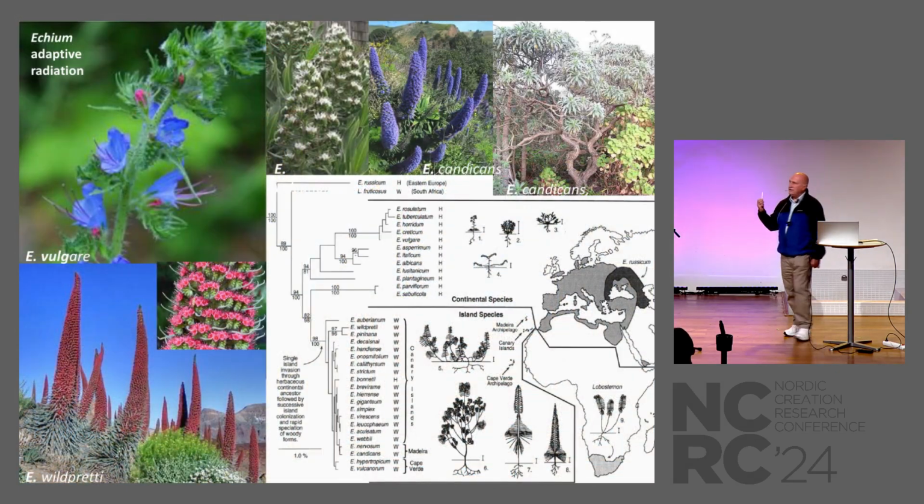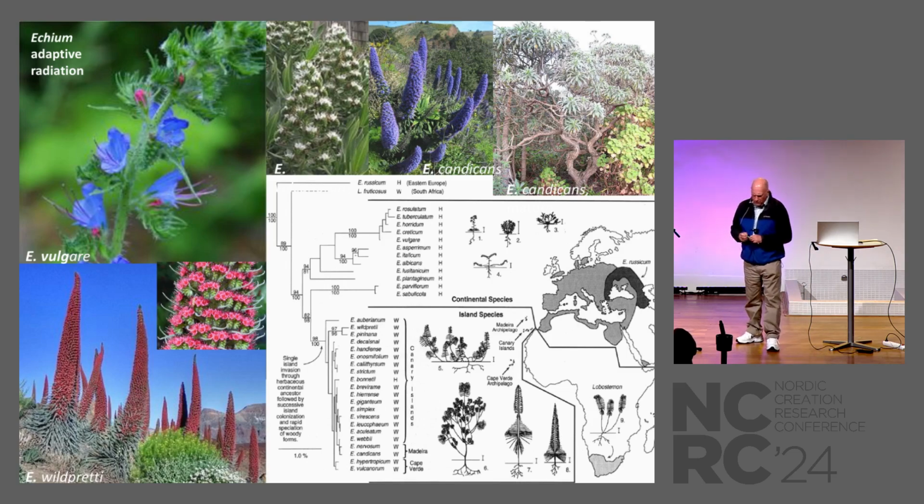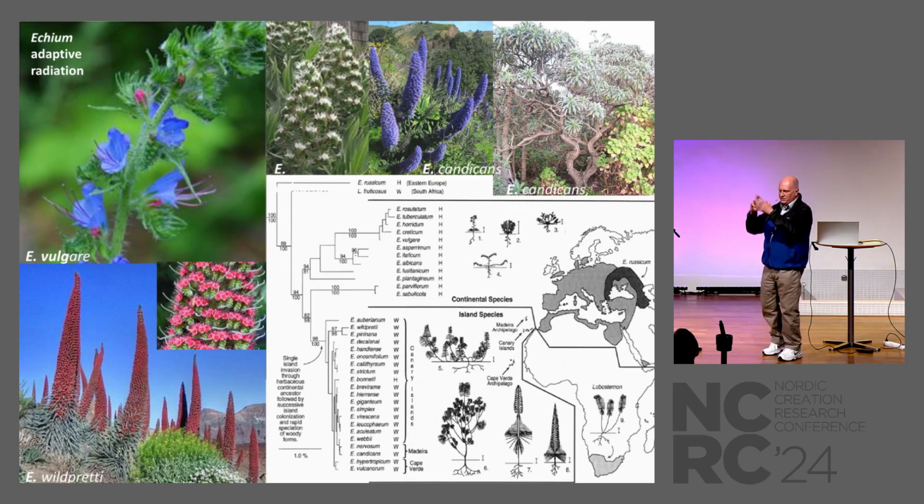Here, on the top left, is Viper's bugloss. The Natterkopf is the German name for it. It's a beautiful wildflower. It's my favourite wildflower. It's gorgeous. It forms these big panicles with cymes coming out of flowers which are blue and pink. It's a very beautiful flower.